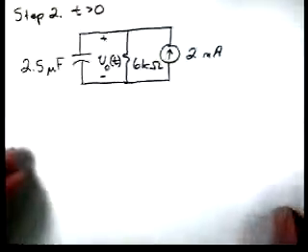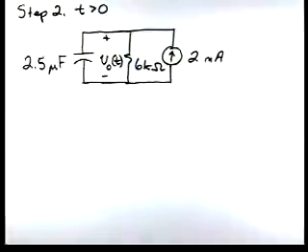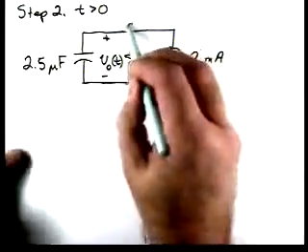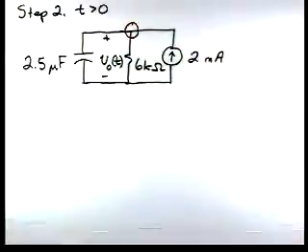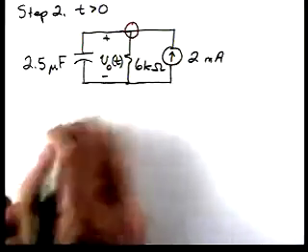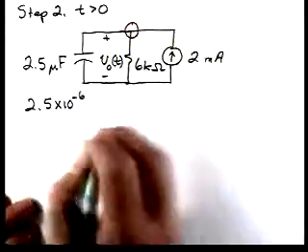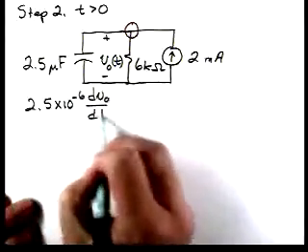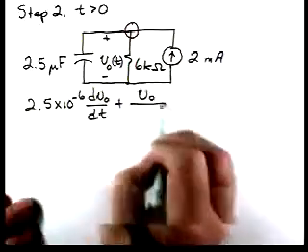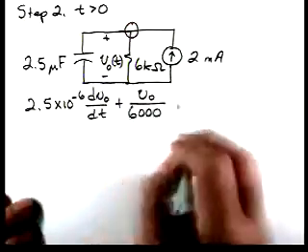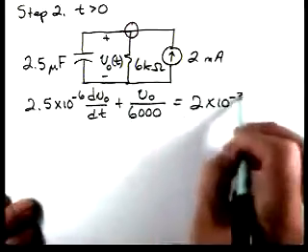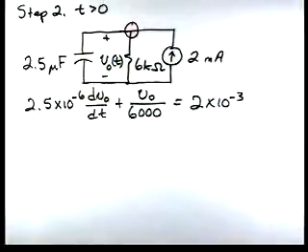Now, the next step says draw the circuit for t greater than 0 and write the appropriate integral differential equation. Let's apply KCL at that top node to come up with our equation. For the capacitor, we use i equals C dv/dt. So we have 2.5 times 10 to the minus 6 dV0/dt plus V0 over 6,000 is equal to 2 milliamps. So there's our equation.